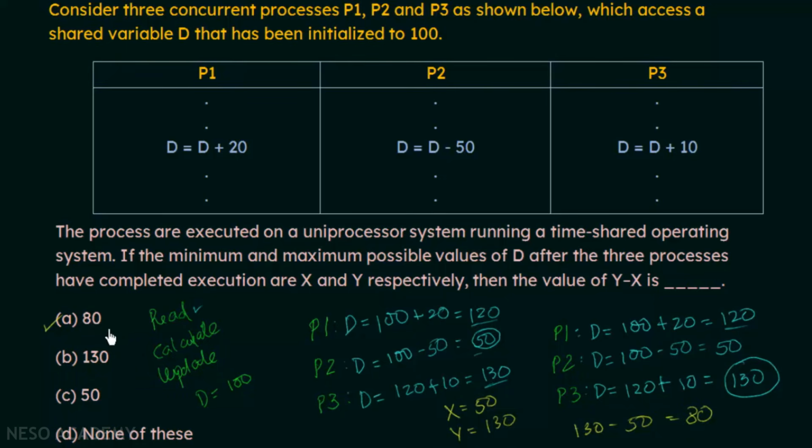So this is the difference between the maximum and the minimum values that we can have for the value of D if these processes P1, P2 and P3 are executed. In this way, you have to figure out the maximum and minimum values that we can get if the processes are preempted in some order. Alright, so that is how you will be solving this question.